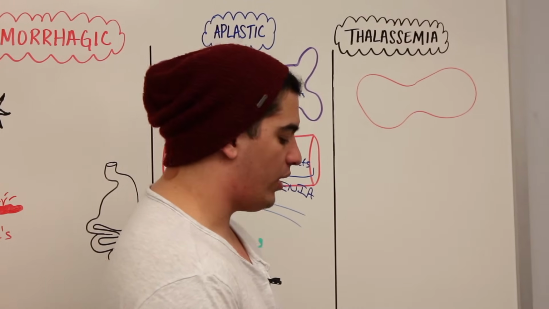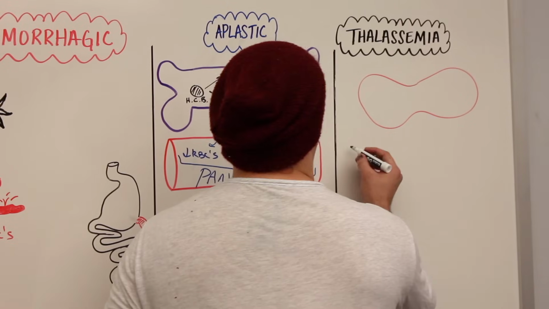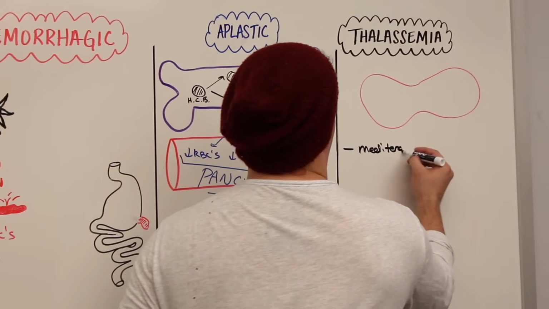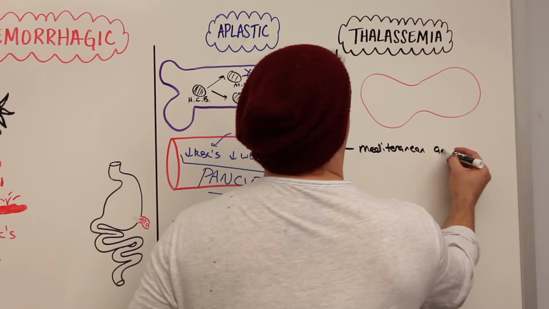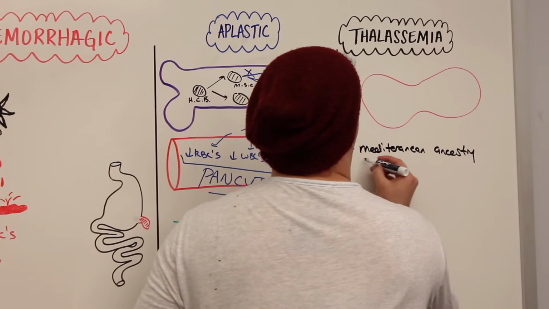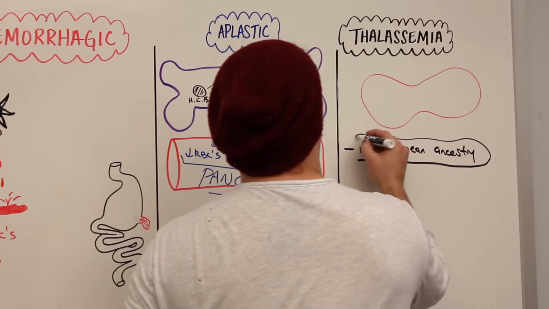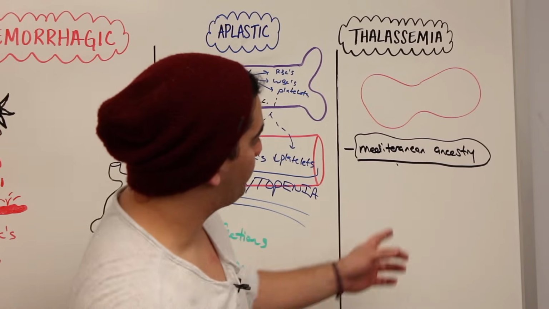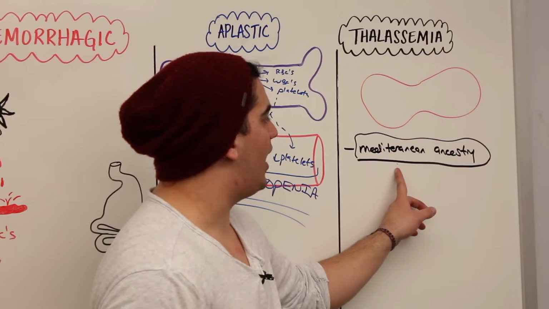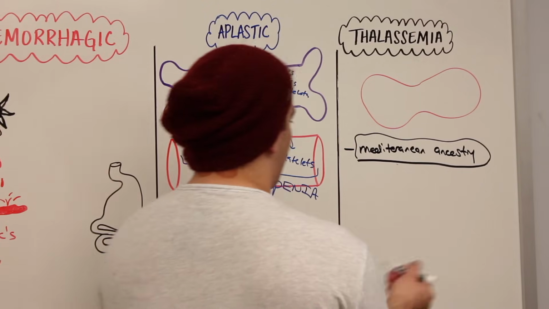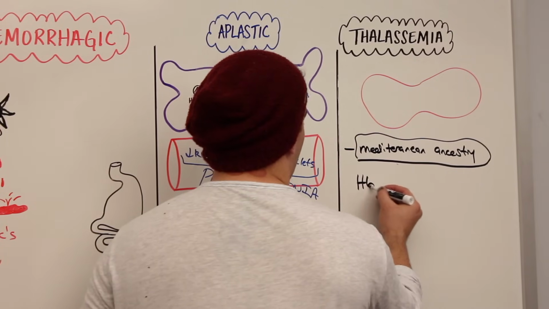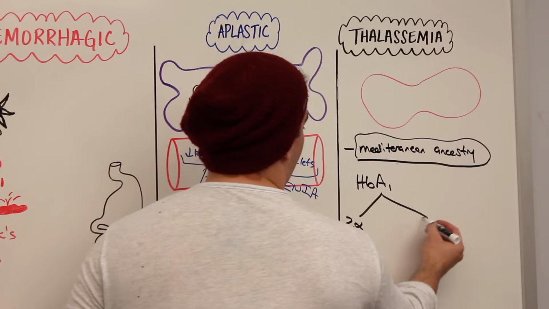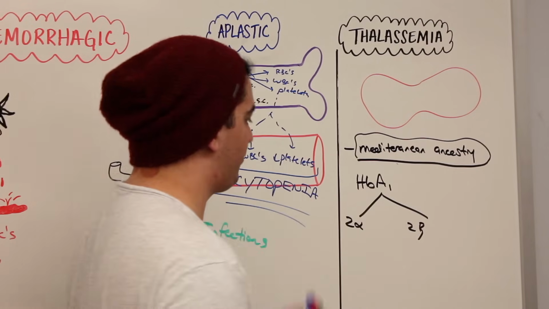Last one here, thalassemia. Thalassemia is more common within the Mediterranean ancestry. So it's more common within the Mediterraneans, okay? And it's actually a genetic condition. And genetic meaning that, remember hemoglobin. One more time here, we had the hemoglobin A1, right? And that's made up of 2 alpha and 2 beta.